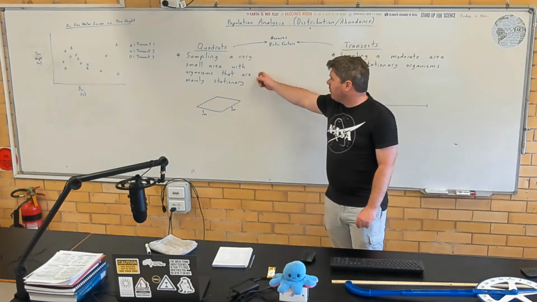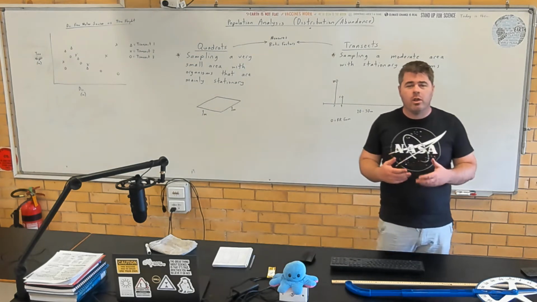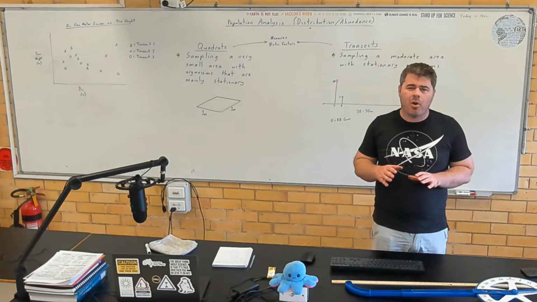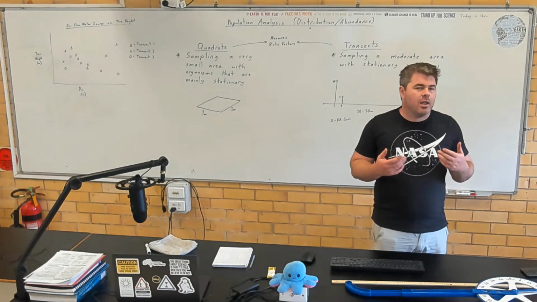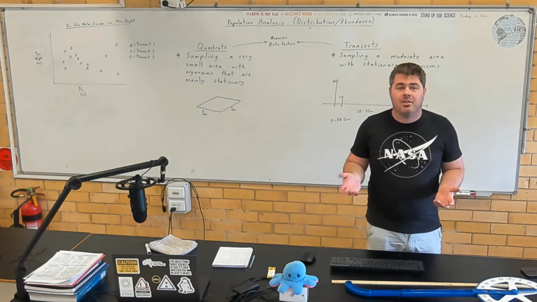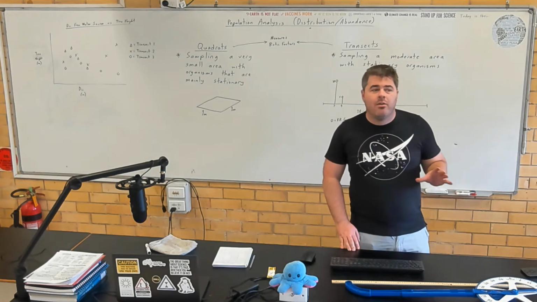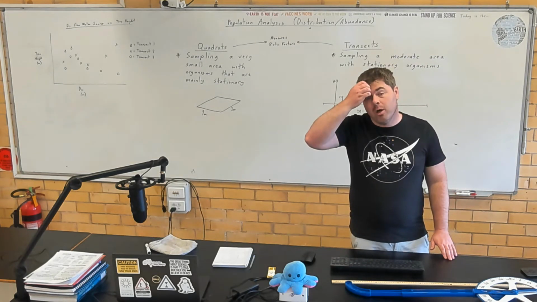A quadrat is designed to sample a small area with a lot of organisms that are primarily stationary. Now, that's not to say they're rooted to the spot, but it means they don't travel a great deal of distance. For instance, something like an ant's nest or a beetle or whatnot. And while they can travel, that is not to say they're going to be traveling from here to Sydney, all right, or Melbourne.